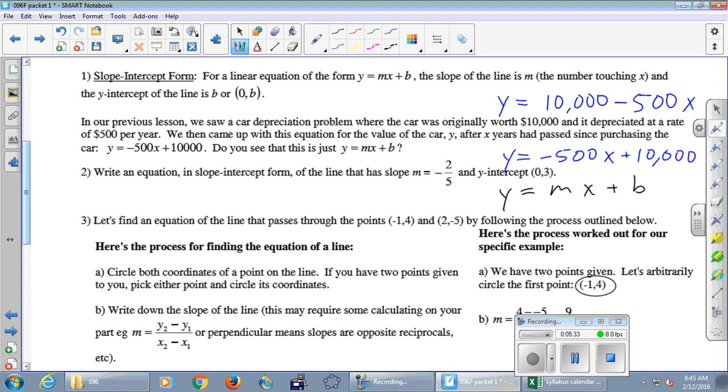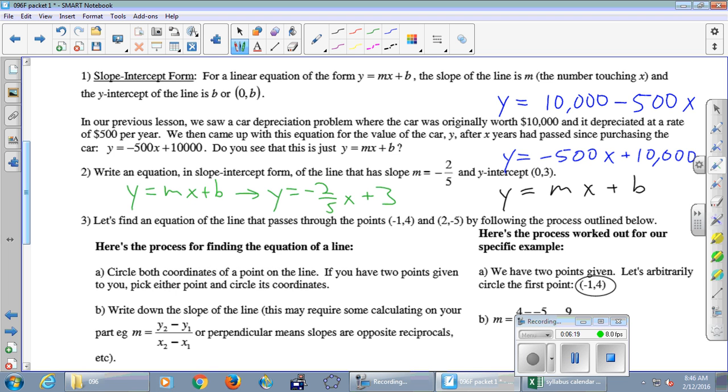All right. So here is a straightforward question, number 2. Write an equation in slope-intercept form of the line that has slope m equals negative 2/5 and y-intercept (0, 3). So here we go. I'll start with my familiar y equals mx plus b. This is going to be a simple matter of just changing the m and the b. y equals, instead of m, negative 2/5. Copying that x, plus, instead of b, 3, because b represents the y-intercept. That's it. That's the equation of that line.